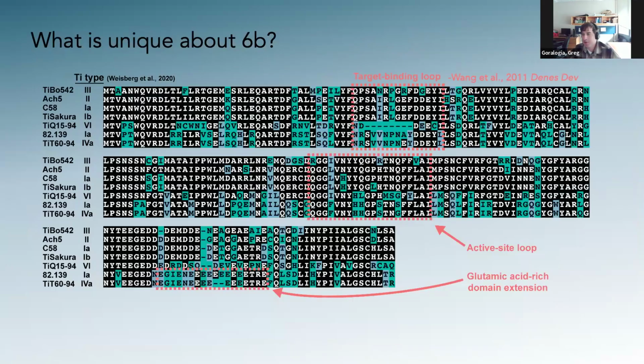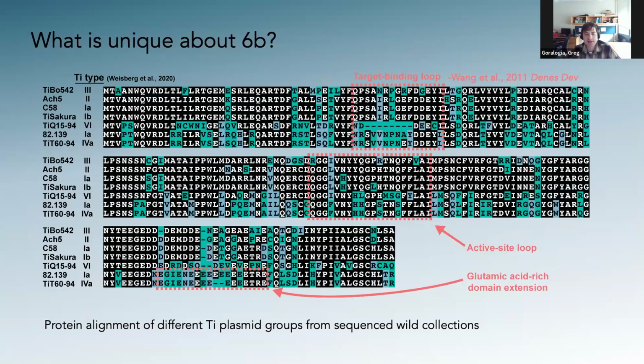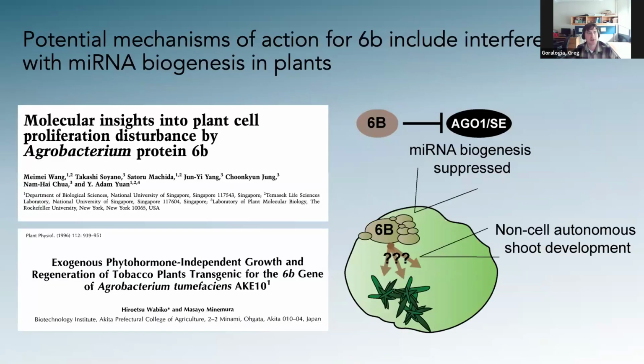So what's unique about this? We're still really working on the mechanism. If you look, this is an alignment. 6B genes are really common among agrobacterium strains, and it actually has this unique region in the N-terminus that is this extension of basically a new protein domain. These are actually from BioVar3, which is Agrobacterium vitis. So it's a recombination event from very distant agrobacterium strains.